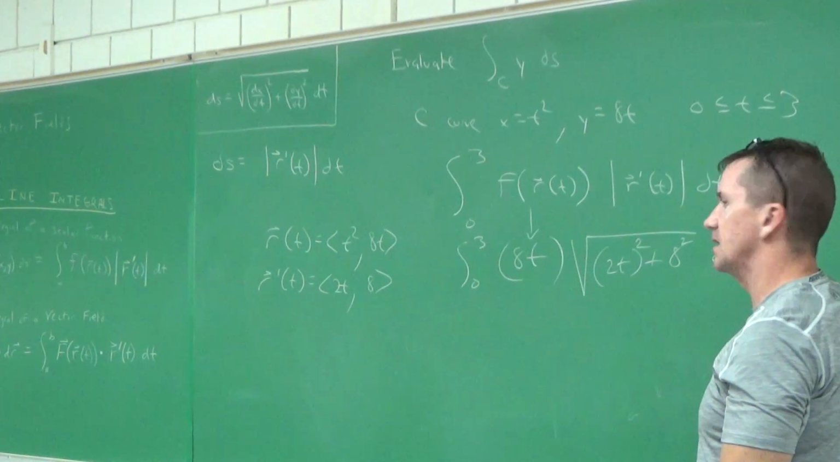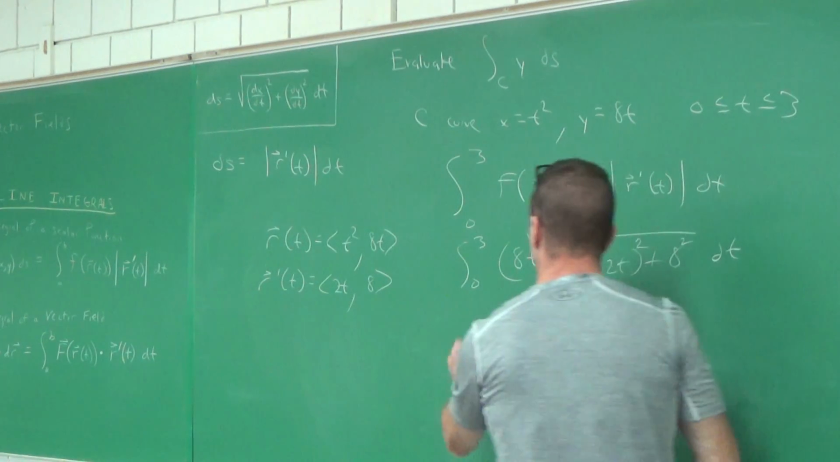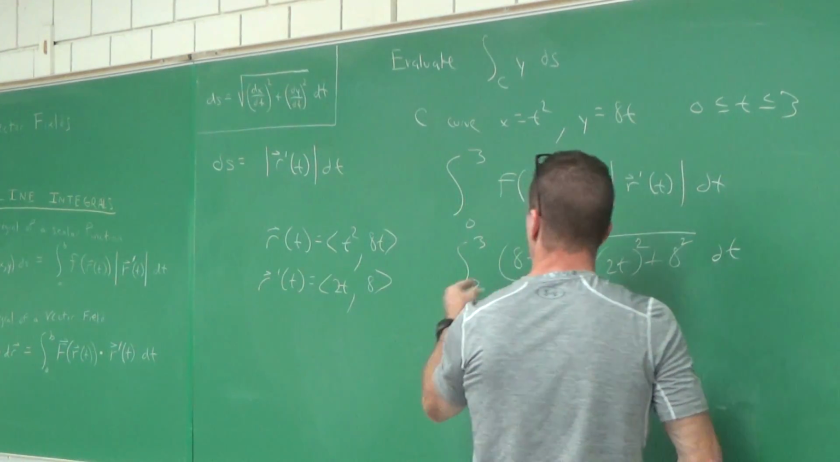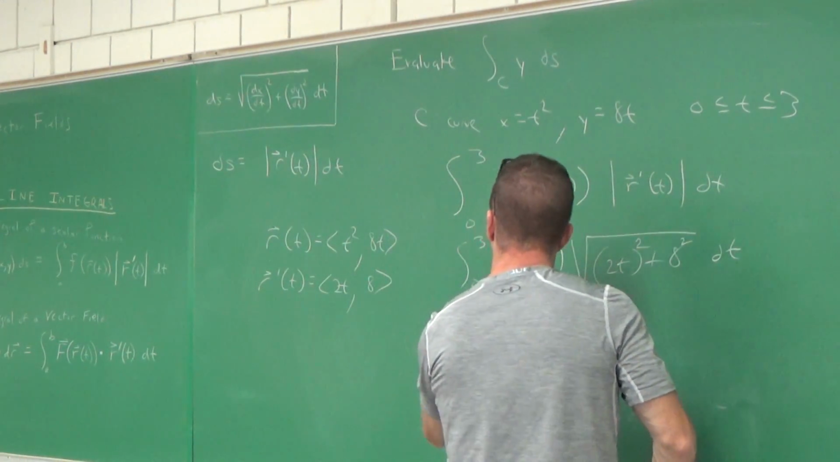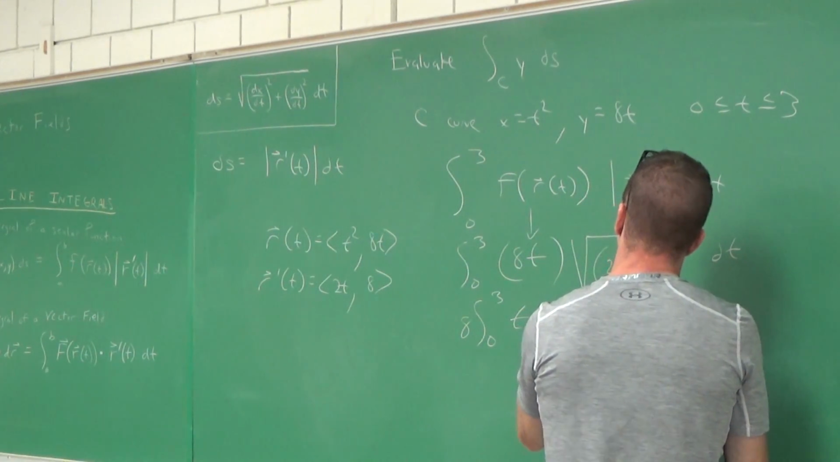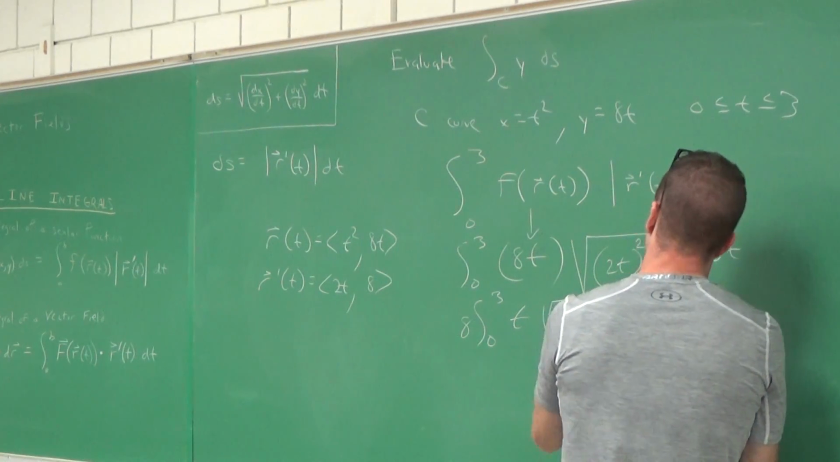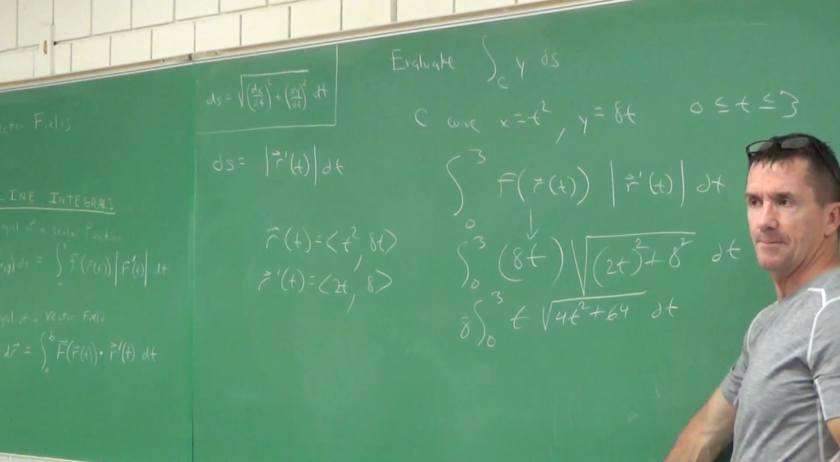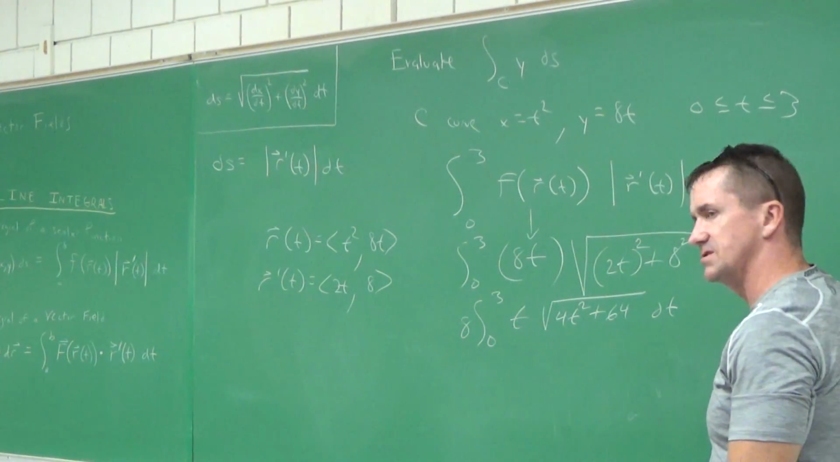Now we have to figure out how we're going to evaluate this. Let me do it again, from 0 to 3. Do you want to put the 8 out? I'll do it. Now, if you want, you might pull a 4 out of that, but I'm not going to do that. You will notice it's a u substitution.